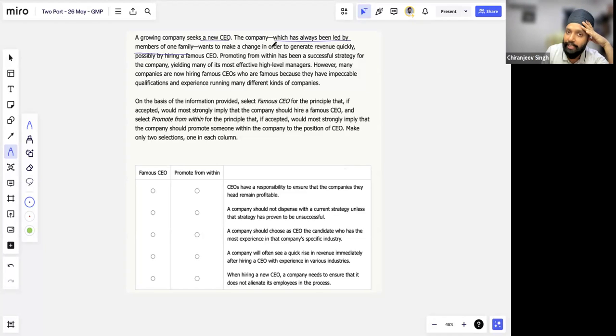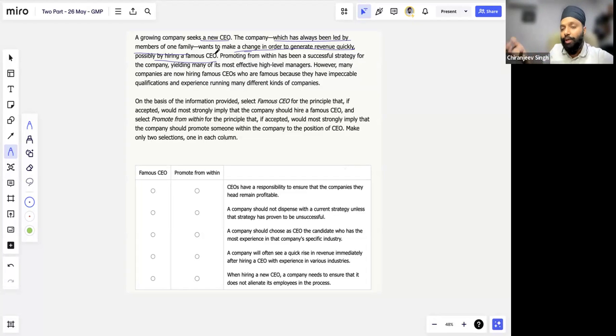So the company wants to make a change in order to generate revenues quickly. So they want to make a change to the current CEO. And the objective is to generate revenues quickly, possibly by hiring a famous CEO. So this is a possible scenario. Okay. Promoting from within has been a successful strategy for the company. So now they are thinking of hiring a famous CEO, so possibly from outside, right? Because you already have a CEO, so you're trying to replace it. So naturally, if you're thinking of a famous CEO, that logically seems to be from outside the company.